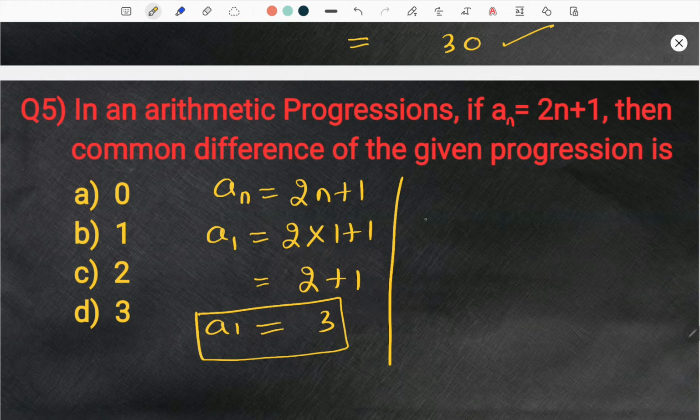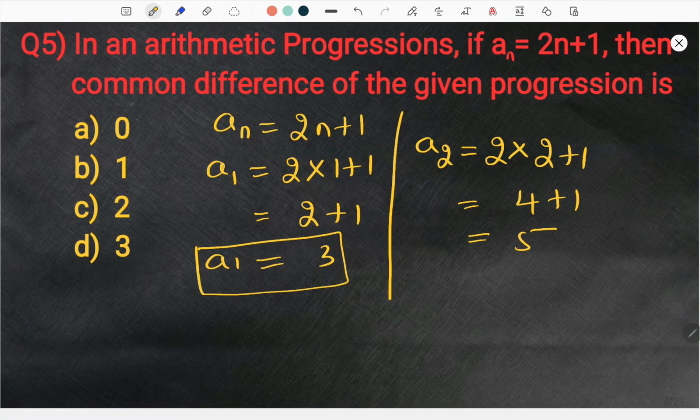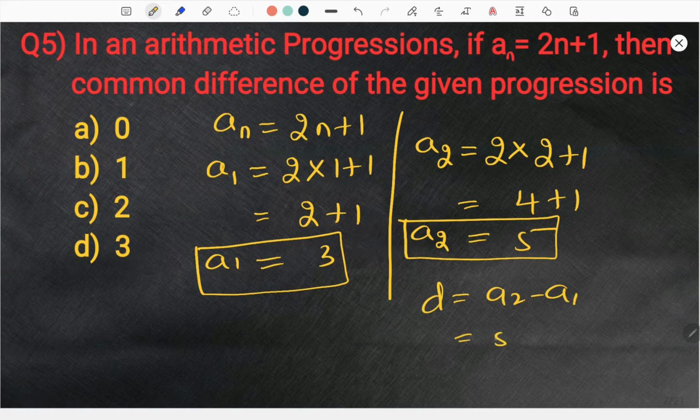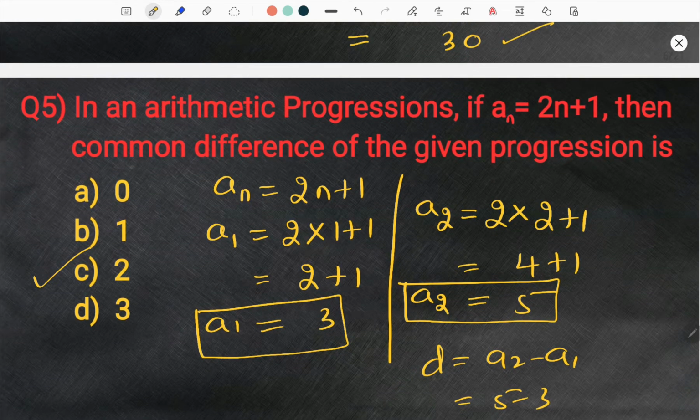Alright. Similarly, you find out the second term. The second term is equal to 2n plus 1. Now 2 into n, that is 2 into 2, means 4, then plus 1. So 4 plus 1 is 5. Alright, I hope you are getting it. Then this is the second term. Then we want the common difference. Common difference is equal to a2 minus a1, that is 5 minus 3, which is equal to 2. So the common difference is going to be 2. Option C is correct.